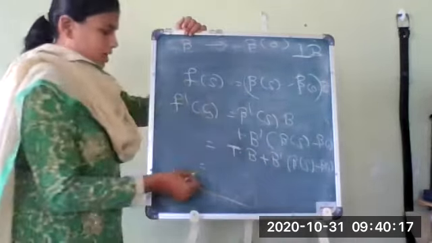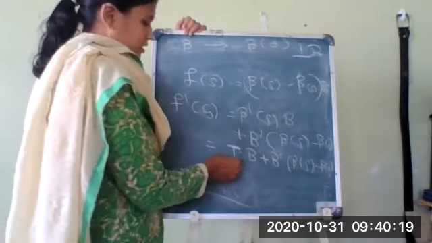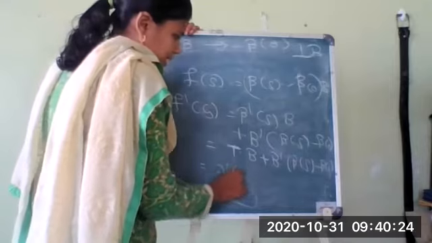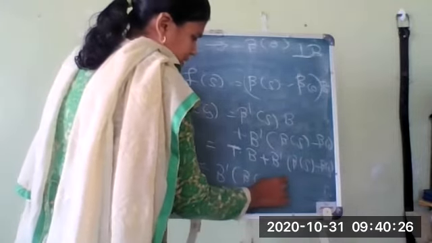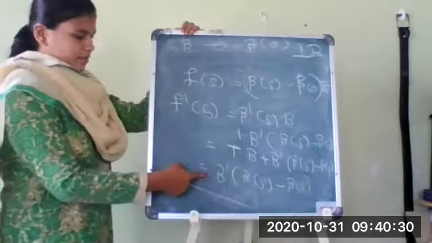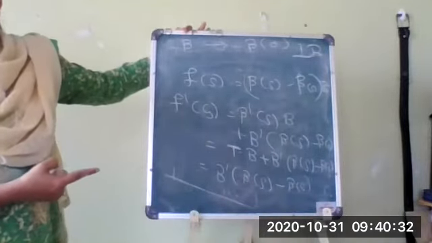We know that t and b are orthogonal vectors. So what will be the product of t and b? It will be 0. So what I get is beta dash dot (beta of s minus beta of 0). But we know what is the value of beta dash?